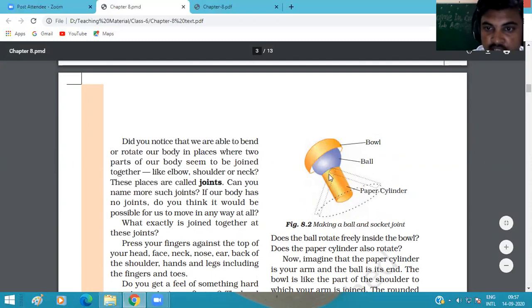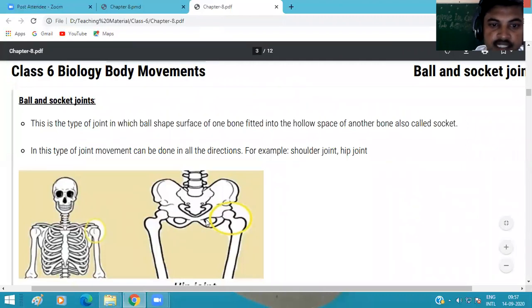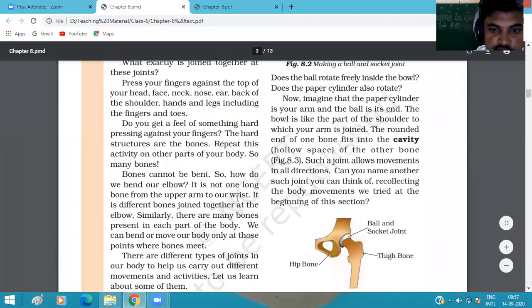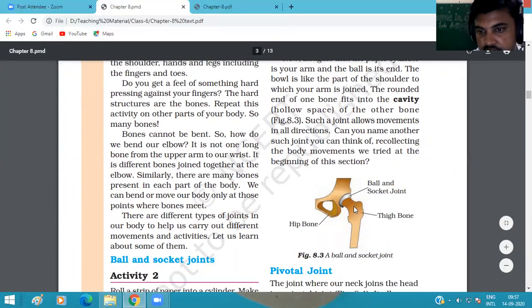In this type of joint, bones move in all directions. If we want to move this bone in this direction, or rotate it, it rotates easily. This type of joint is present in hip joints, where our thigh is connected with our hip, and in the shoulder joints. It is also an example of ball and socket joints. So this is the hip bone, and this is the thigh bone, which is connected with the joint socket to the hip bone.